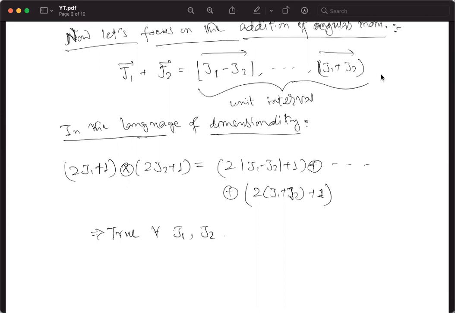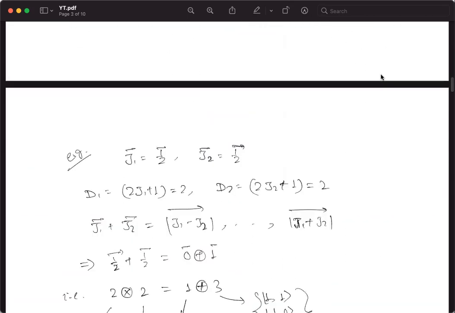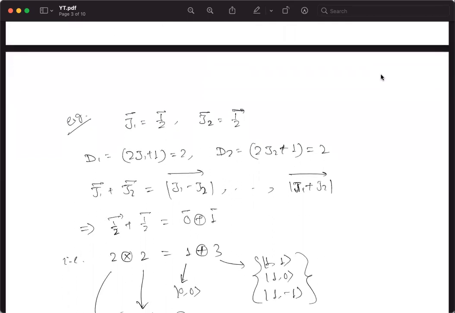And this is true for any value of J1 and J2. Now let's try to understand this theory with some example. Consider J1 equal to half and J2 equal to half. So you know that D1, which is basically the dimensionality of the space corresponding to angular momentum half, will be two-dimensional. And same for J2, which is also half, so D2 equal to 2.